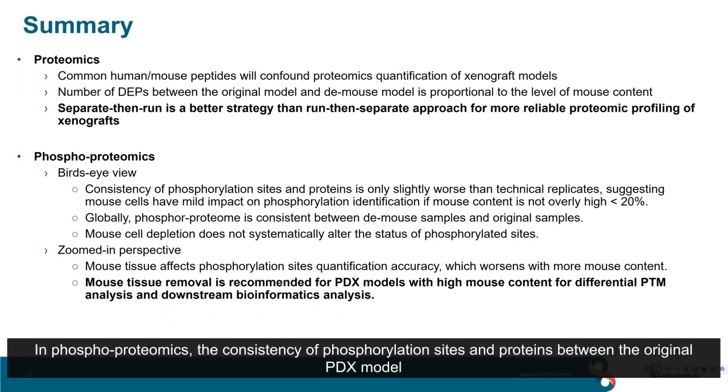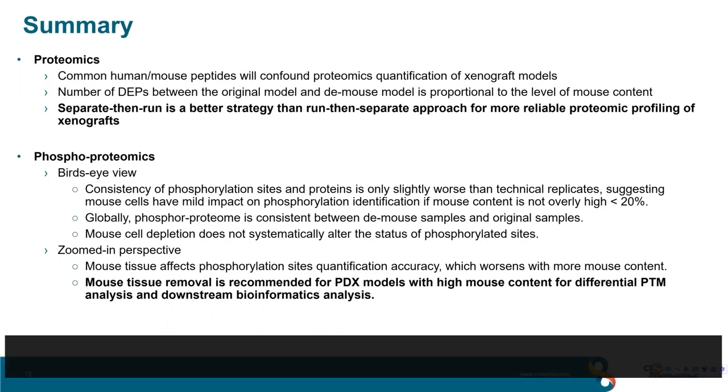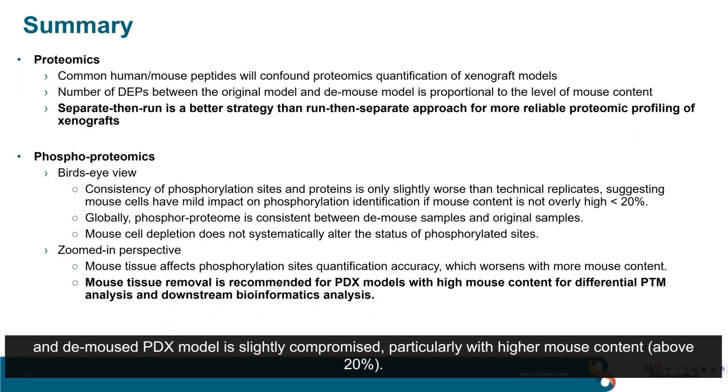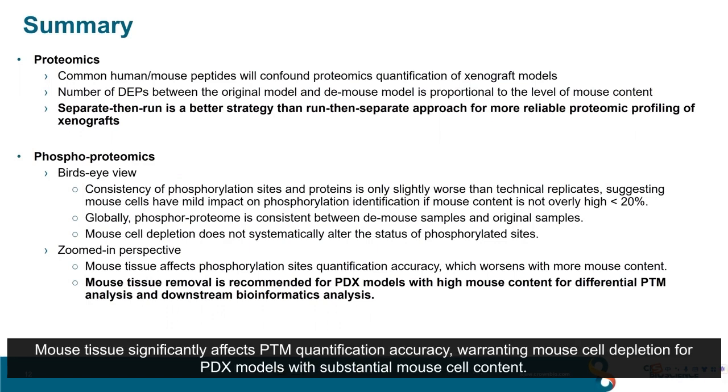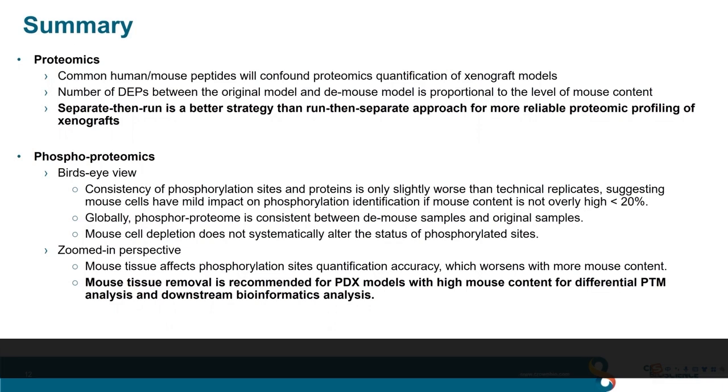In phosphoproteomics, the consistency of phosphorylation sites and proteins between the original PDX models and the demoused PDX models is slightly compromised, particularly with high mouse content, about 20%. Mouse tissues significantly affect PTM quantification accuracy, warranting mouse cell depletion for PDX models with substantial mouse cell content.